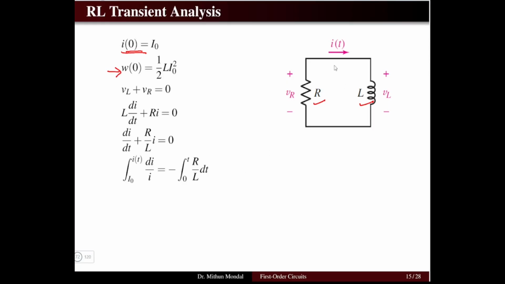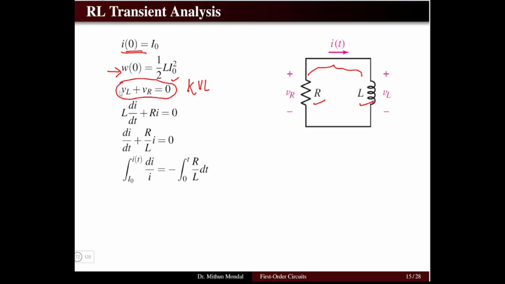Now we know that when there is a series circuit with RL components, we can write the equation VL plus VR is equal to 0. This is in accordance with Kirchhoff's voltage law. The sum of the voltages across the inductor and resistor is 0. Why 0? Because we are not applying any source to the circuit.